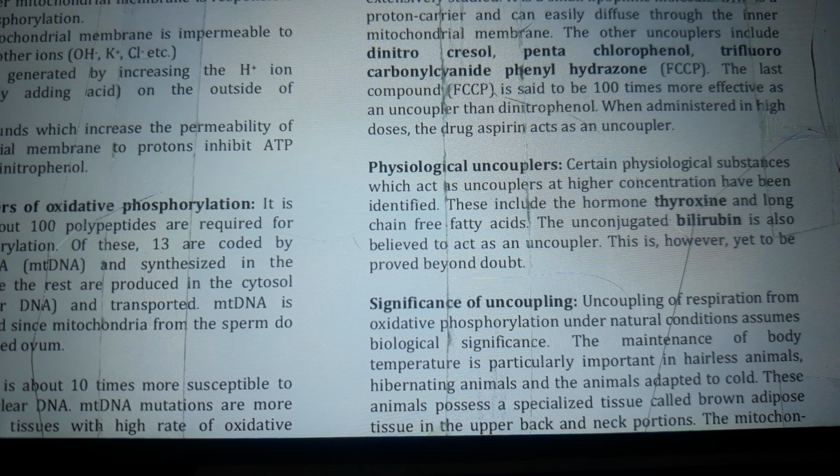The other uncouplers include dinitrocresol, pentachlorophenol, and trifluorocarbonyl cyanide phenylhydrazone, FCCP. The last compound, FCCP, is said to be 100 times more effective as an uncoupler than dinitrophenol. When administered in high doses, the drug aspirin acts as an uncoupler.